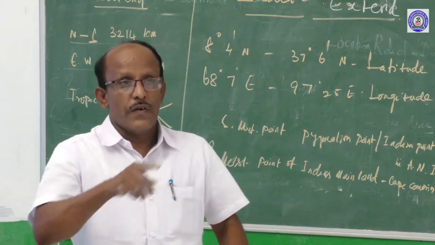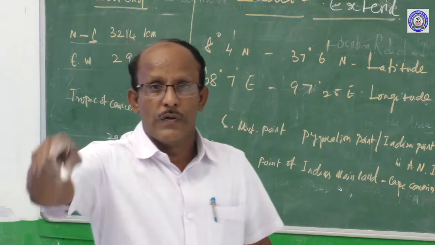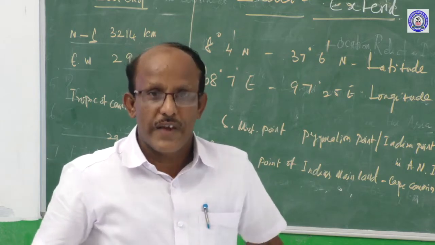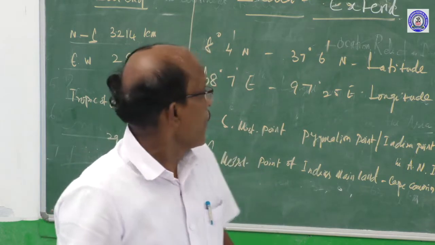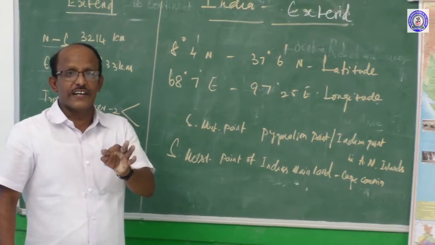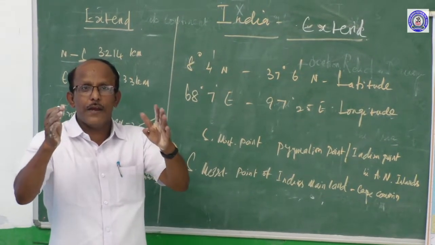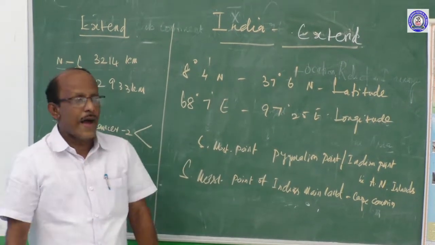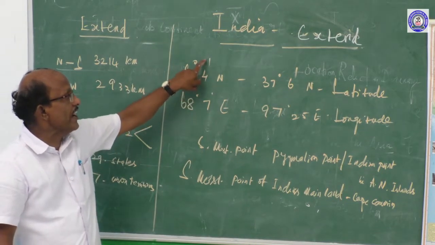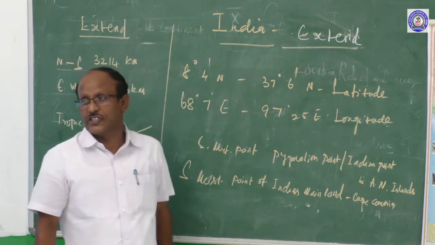We need not touch where America, where South America, where India, where Ceylon, where Burma, where Bangladesh, where Myanmar are. Only the latitudinal and longitudinal extent helps to locate the country in any place in the world map. See here, India extends from 8 degree 4 minutes north to 37 degree 6 minutes north latitude.